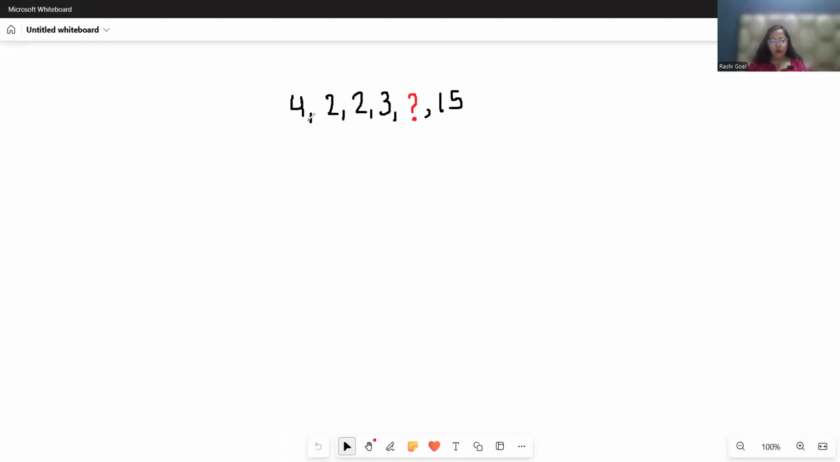So here 4 to 2, then 2 to 2 again, then 3. So we can see that with the differences, there is no logic. First the difference is 2, then 0, then 1. So nothing we could find out.